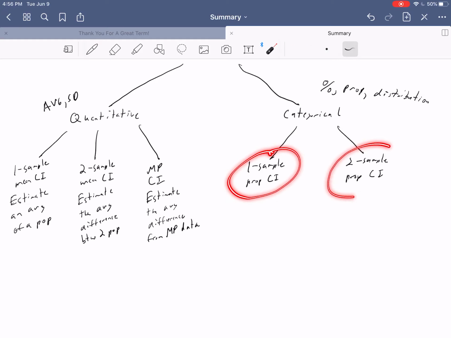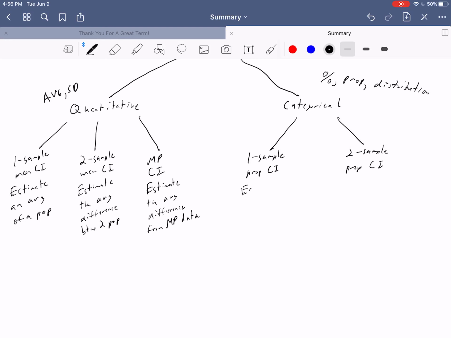The same trick applies for one sample proportion and two sample proportions. This one is used to estimate a percentage for a population, and a two sample proportion confidence interval is used to estimate the difference in percentage between two populations.